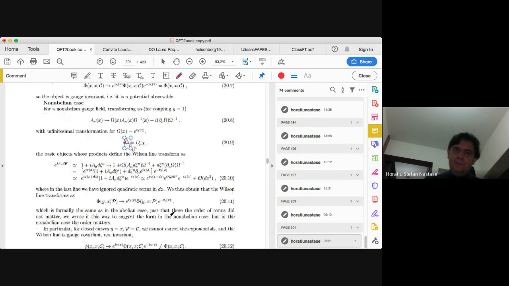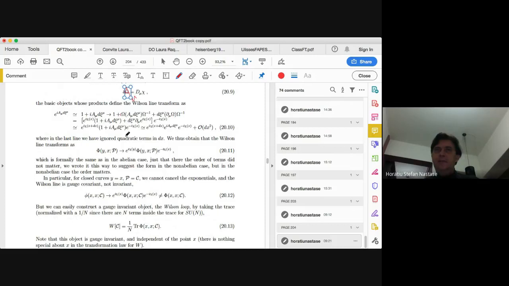So the difference was that in the abelian case, we did this just to emphasize, just to prepare ourselves for the non-abelian case. It didn't matter the order in that case, but now the order matters. So now we really have to put exponent I chi of y to the left and exponent minus I chi of x to the right. The order of gauge fields and gauge transformations matters.